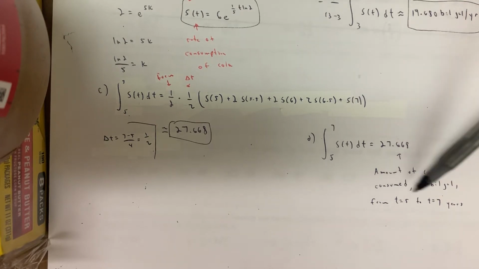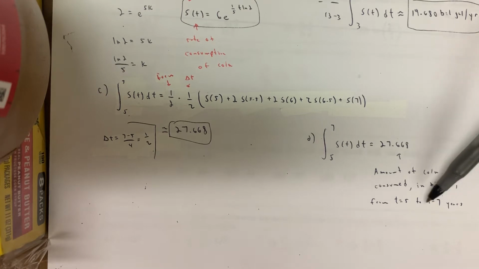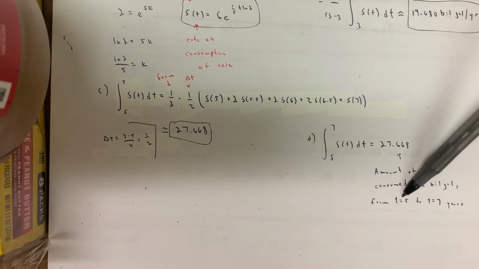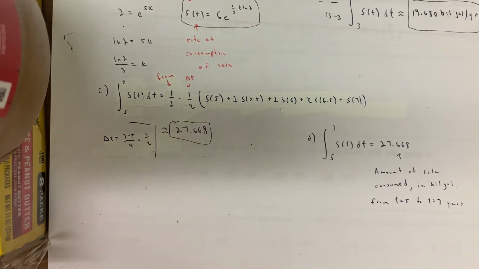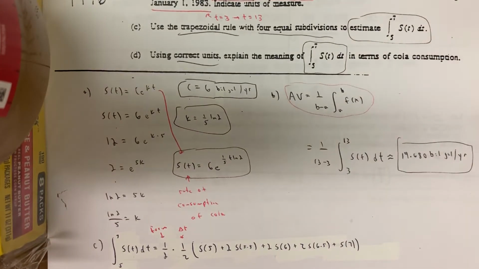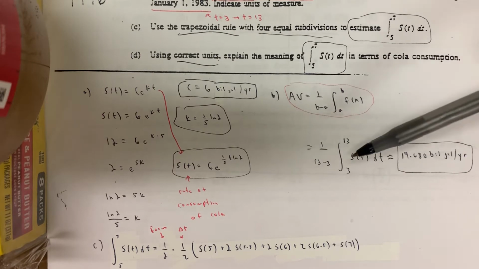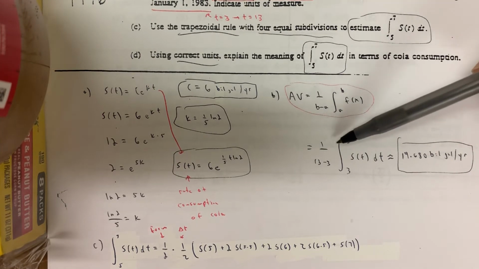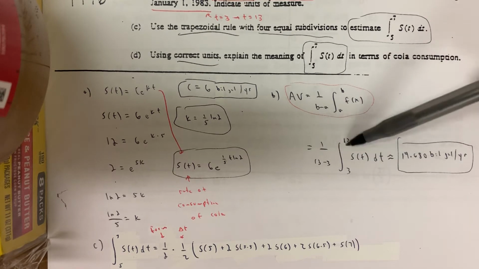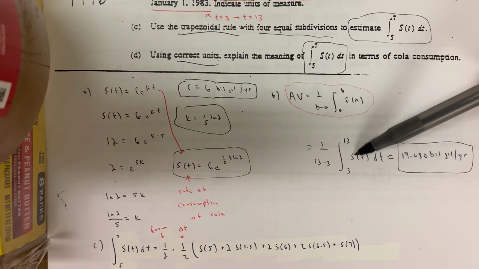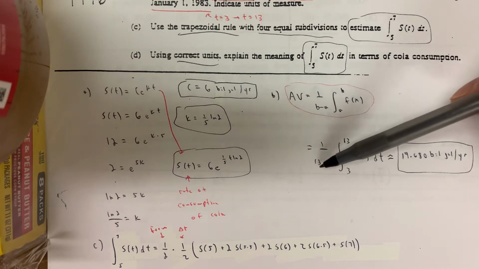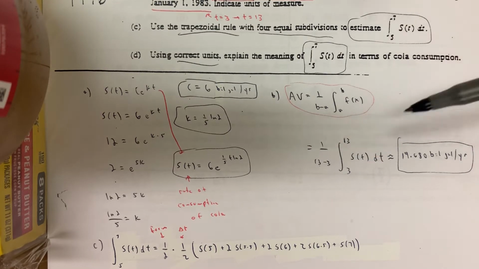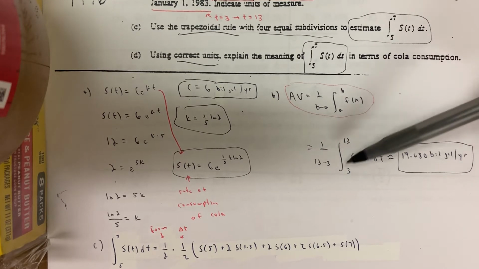The difference in the amount of cola consumed in 1987 and the amount of cola consumed in 1985 is going to tell you how much cola was consumed from 1985 to 1987. And that bothers some people because if they go back to part B, they're like, hey, wait, when we integrated the rate there, we got billions of gallons per year back. Yeah, the integral from 3 to 13 of S of t with respect to t represents billions of gallons, the amount of cola consumed. But then when you divide by 13 minus 3, that's in years. That's why it's billions of gallons per year.